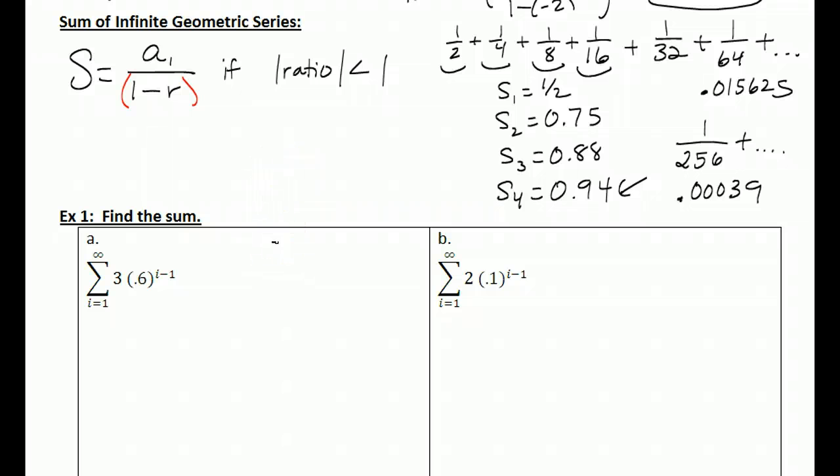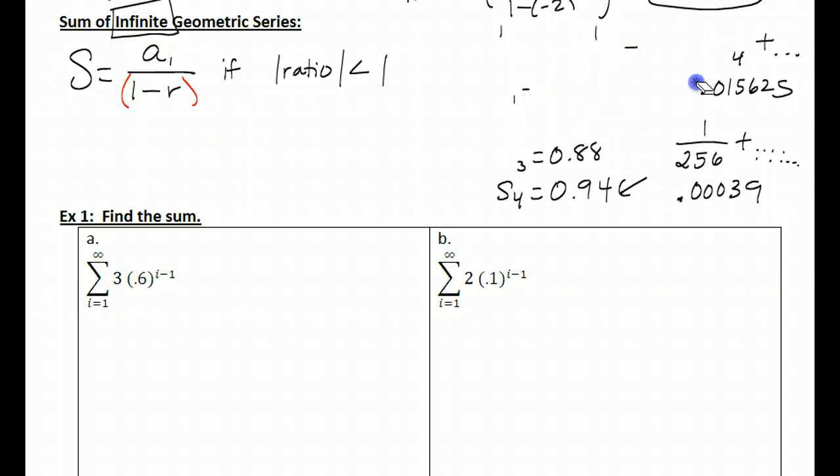And again, the reason I can actually find a sum, though it's infinite, which is totally crazy, is because eventually, if I get really, really far down into my sequence, the numbers that I'm adding each time are so small, it's kind of like adding 0 every time.